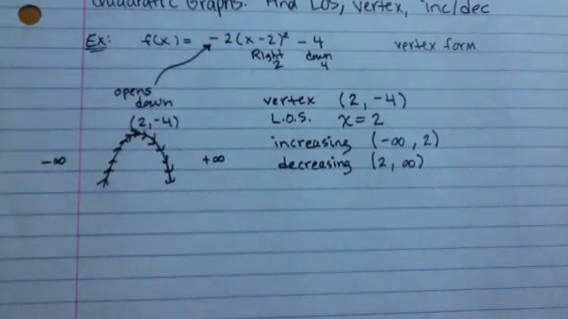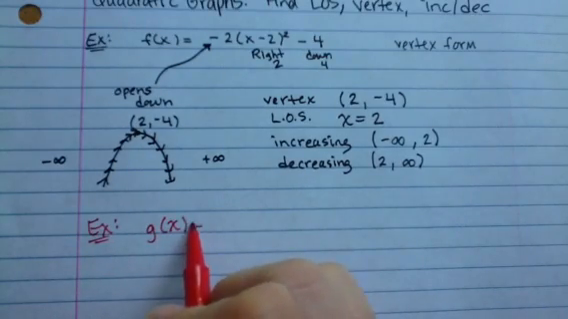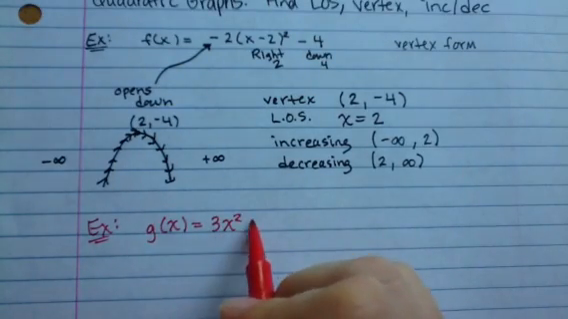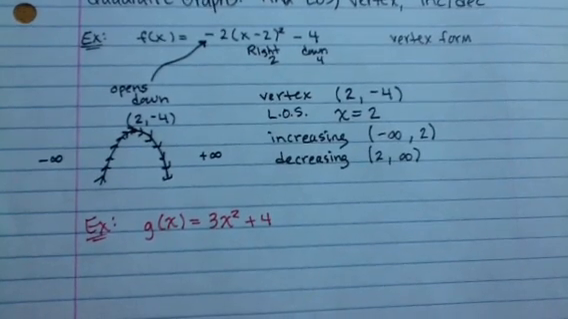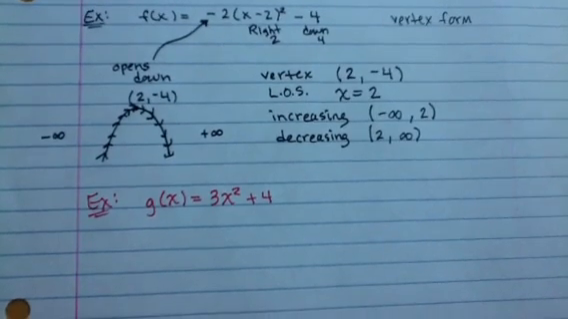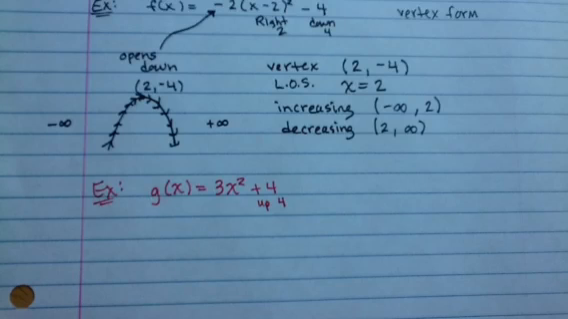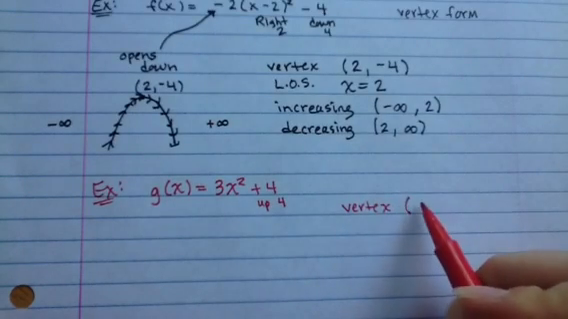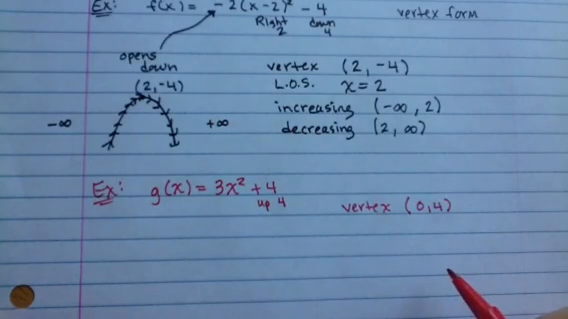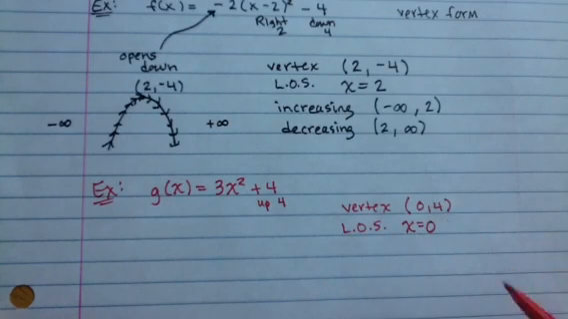Let's look at an equation that is not in vertex form. Actually, when you look at that, it could be considered to be in standard or vertex form. It does not have a left or right transformation, but it is shifted up 4, and it has a stretch of 3. So the vertex with a shift of up 4 will be at 0, 4, and the line of symmetry just goes through the vertex, so it will be x equals 0.